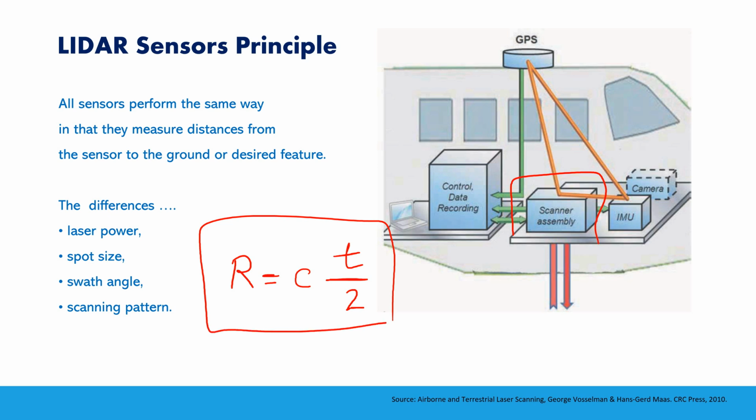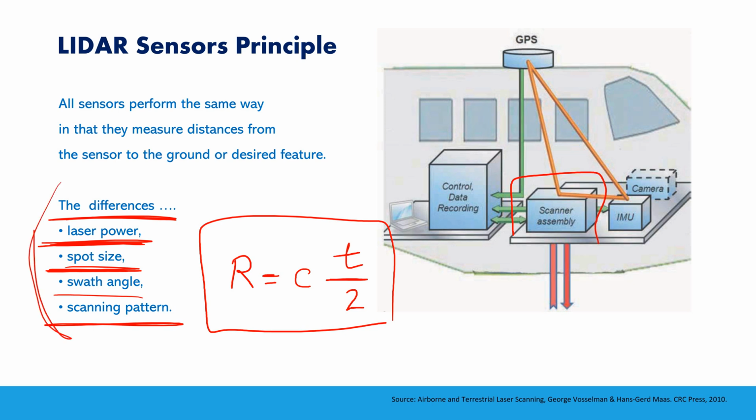So again, all LiDAR systems have the same principle. In fact, the differences between the systems might be in the laser power or the spot size and the swath angle or the scanning pattern. I will go through these now in some detail, as you will see.